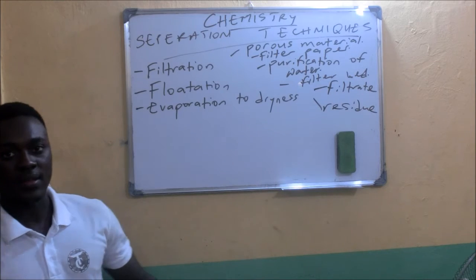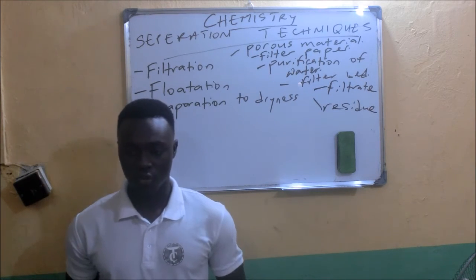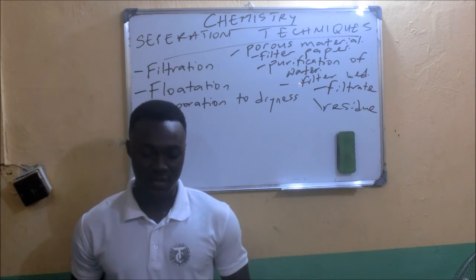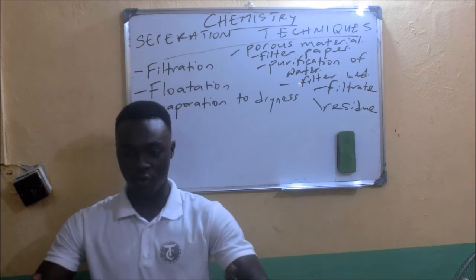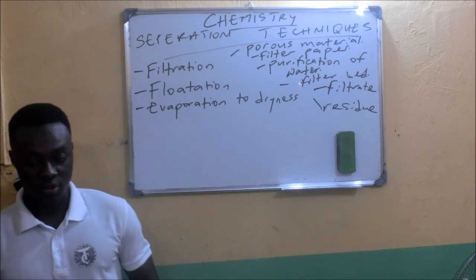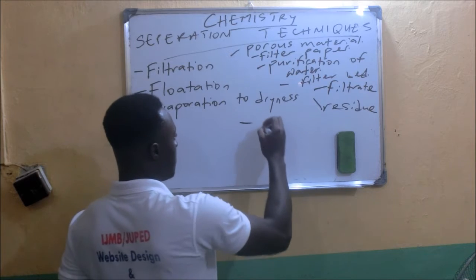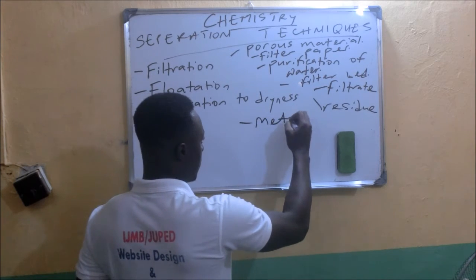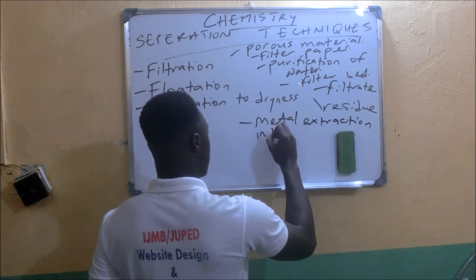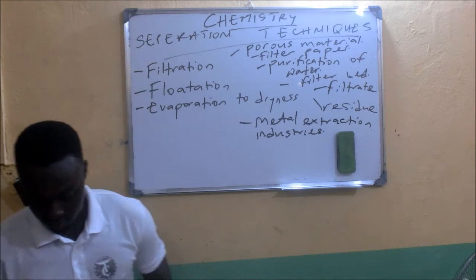As the name implies, let's say you have a mixture of solid particles and liquid, and due to some characteristics, some of those particles float, so that they can be separated. So that's what floatation is all about. Floatation is seen mainly in metal extraction industries.